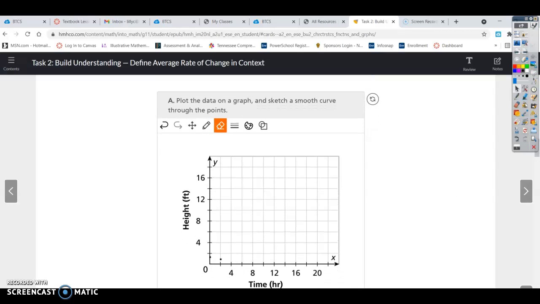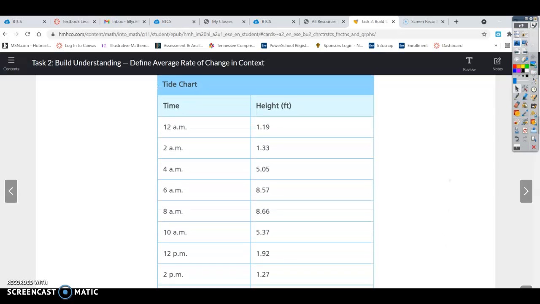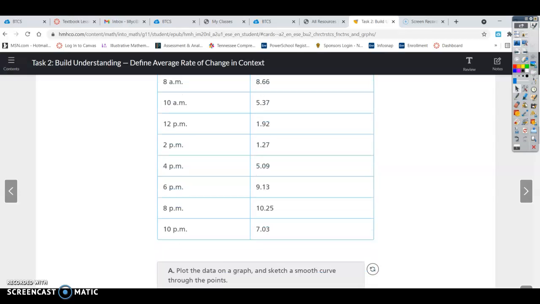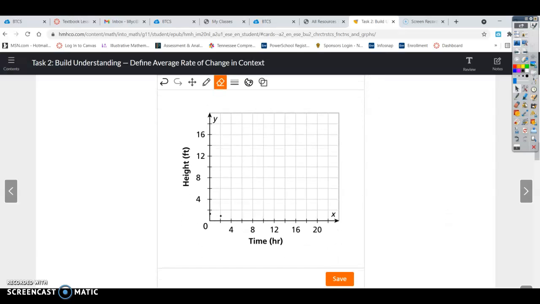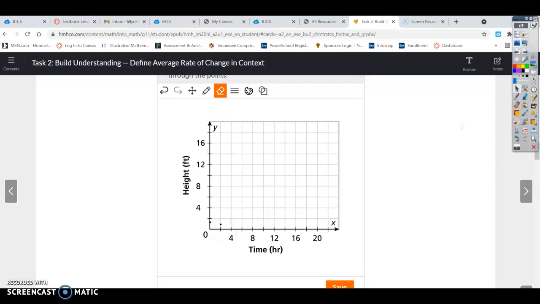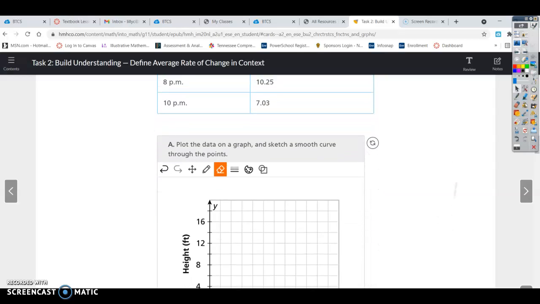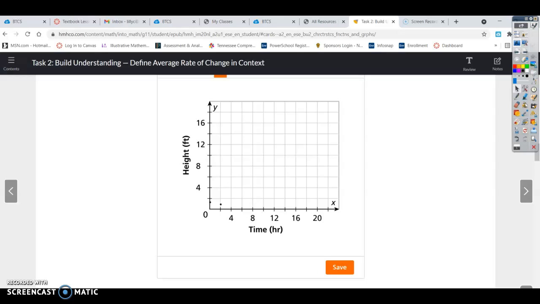So you should pause the video, take a few minutes, and all you have to do is look at the chart and think of these as XY coordinates. If you want to think at 12 a.m. or as midnight, you can start that at 0. You can see I've already plotted the first 2 points here to get you started. So again, you can plot all of these points, and then we're going to sketch a smooth curve, and it's going to show you kind of the tide, or how the tide goes from high tide to low tide and back and forth.